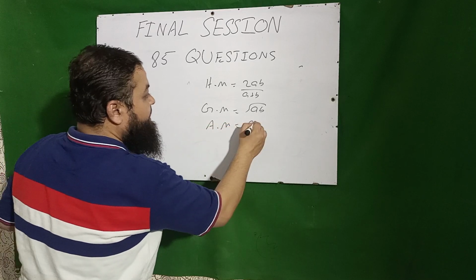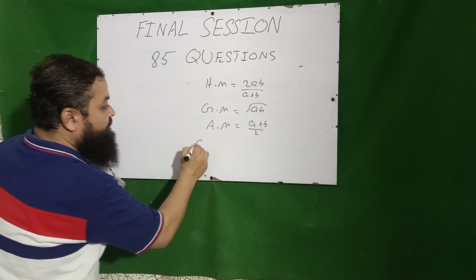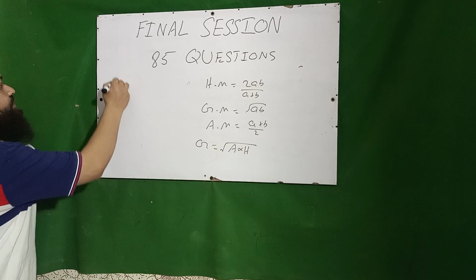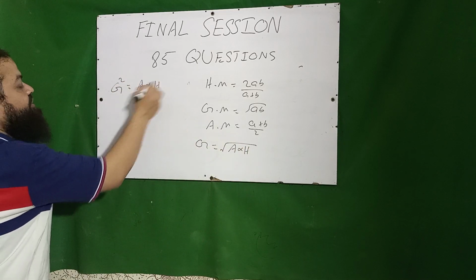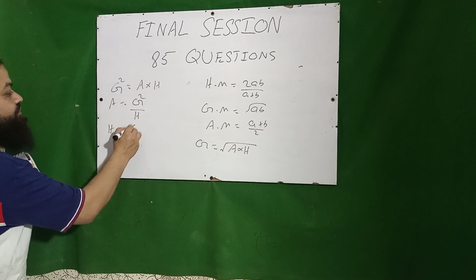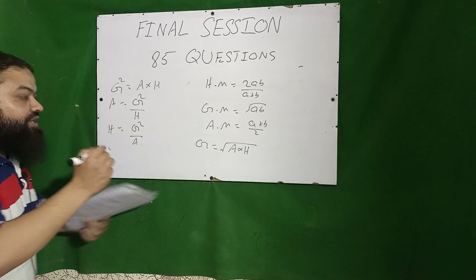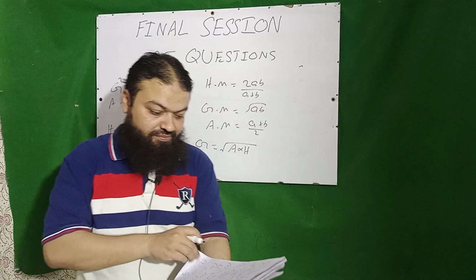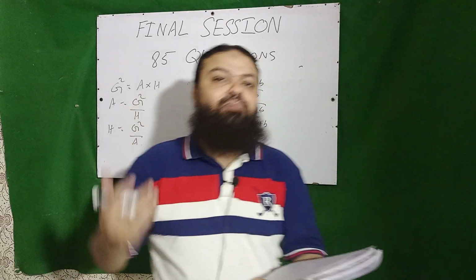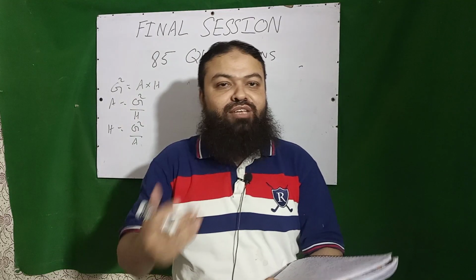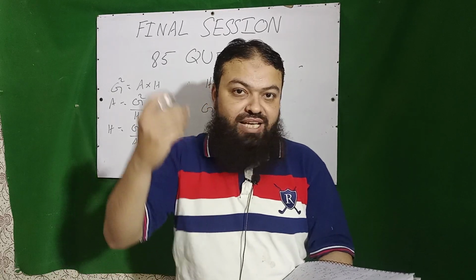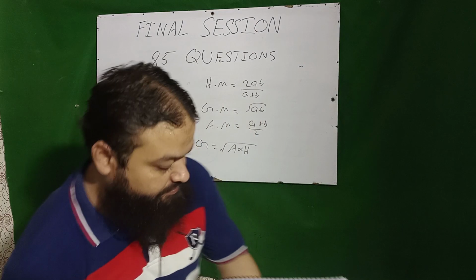The arithmetic mean will be a plus b over 2, and G is always equal to the square root of A multiplied by H, so G squared is equal to A multiplied by H, A is equal to G squared over H, and H is equal to G squared over A. You will have to learn all these important concepts. The geometric mean cannot be calculated, as I told you, when any of the values is 0 or negative, because we cannot take the square root of a negative value.